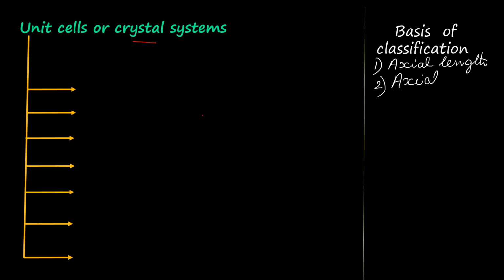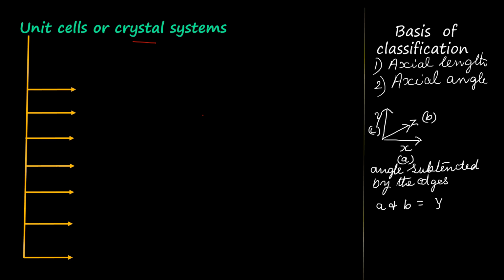1. Axial length, and 2. Axial angle. The unit cells are three-dimensional structures. The 3 axes may be represented as X, Y and Z. These axes may be considered as the 3 edges A, B and C. The length of these axes is called axial length. The angle subtended by these edges at the corner is what you call axial angle.